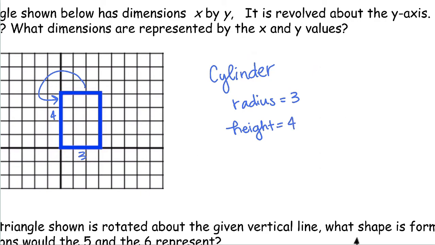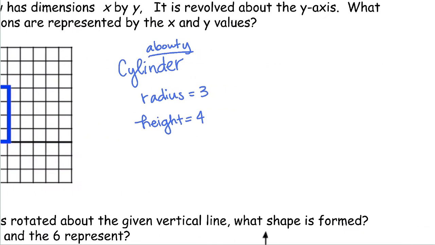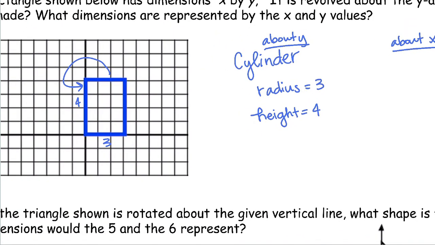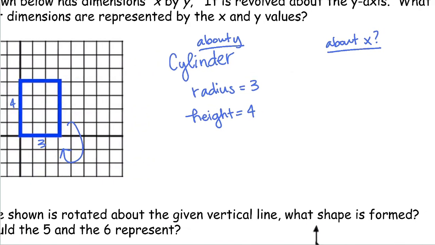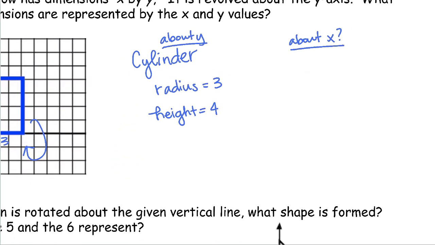Now, if I were to switch that around, and let's say here I am rotating about the y-axis, what happens if I rotate about the x-axis? If I think about this the same way, but now I rotate it this direction, well, now the 3 is my height and the 4 is my radius.